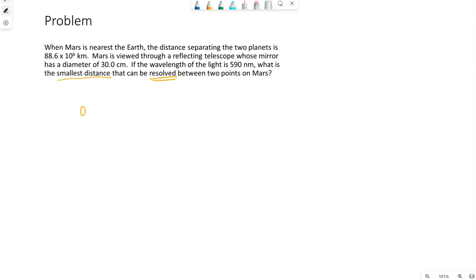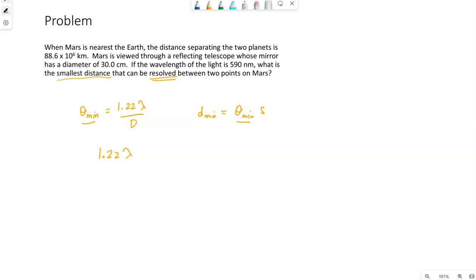needs to take us to the equations. Theta minimum is approximately 1.22 lambda over d, and that d min, the minimum distance, is approximately theta min times s. Since I have theta min in both places, I'm going to equate these two equations together.